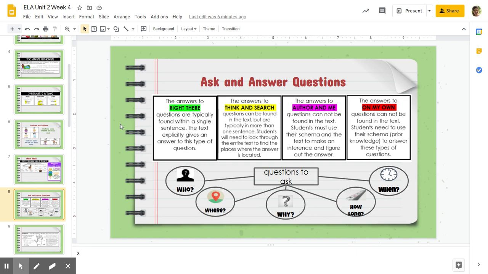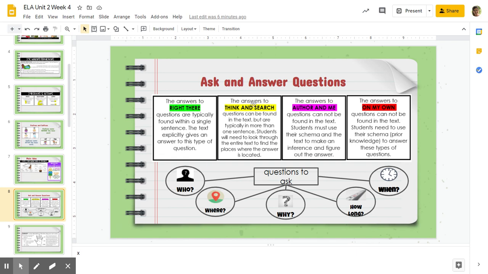Then we also talked a lot about asking and answering questions. We have 4 different types. We have right there questions, and those are questions that are typically found within a single sentence. The text explicitly gives an answer to this type of question. So it is a right there question. You read it, you find it in one spot. What color is the house? The house is blue. You can go back and find it in just one place.